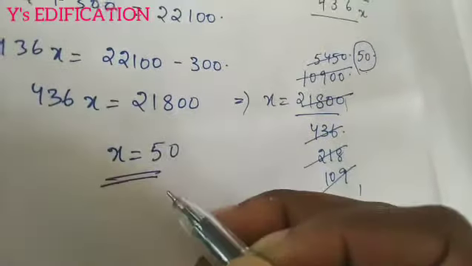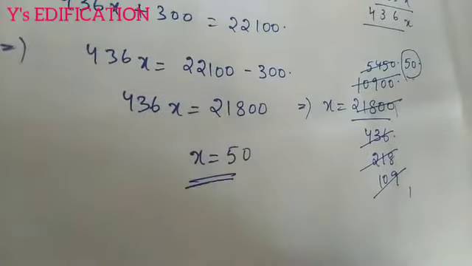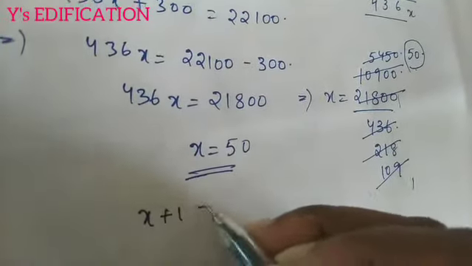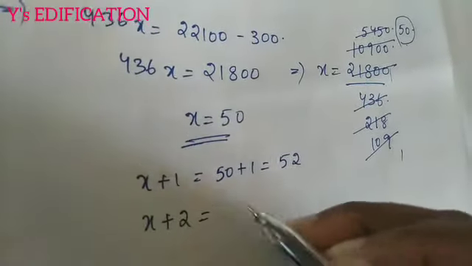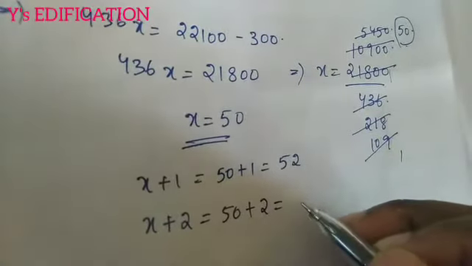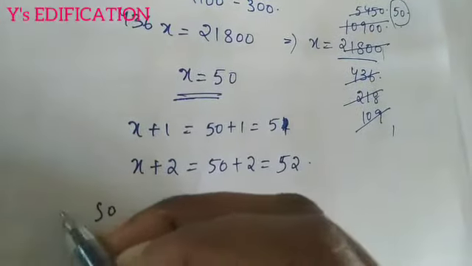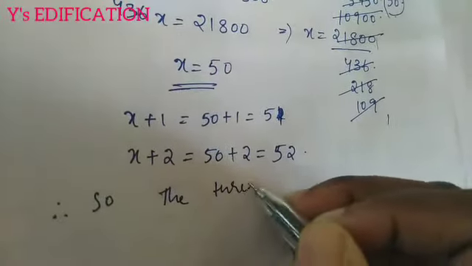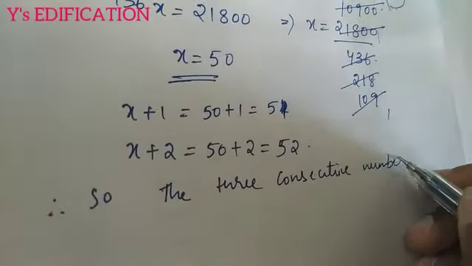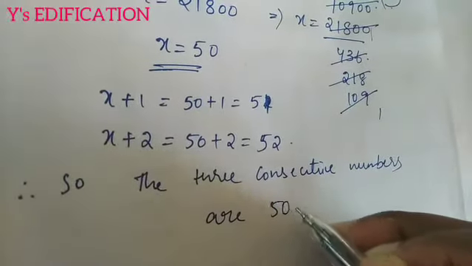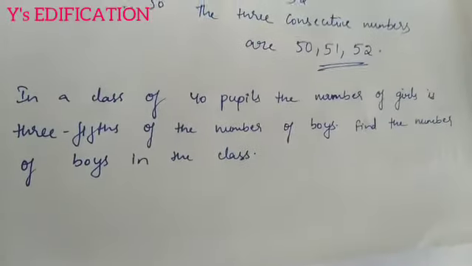Okay. Here we have to find out 3 consecutive numbers. So we got x. That is the answer. So what is the next number? x plus 1. That is 50 plus 1 is equal to 51. Next one is x plus 2. 50 plus 2 is 52. So therefore the 3 consecutive numbers are 50, 51 and 52. Okay. Next question.